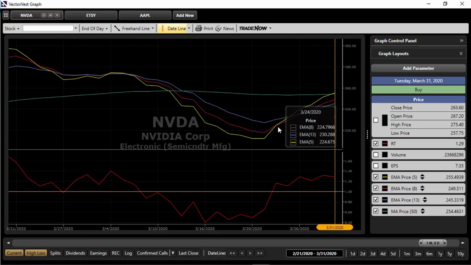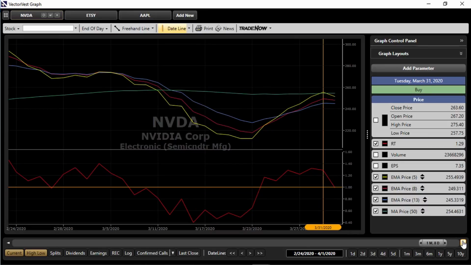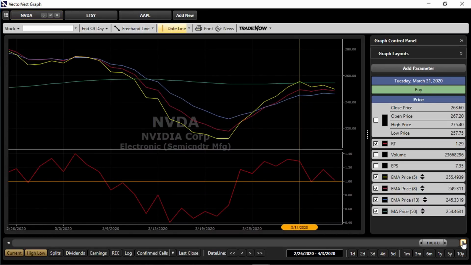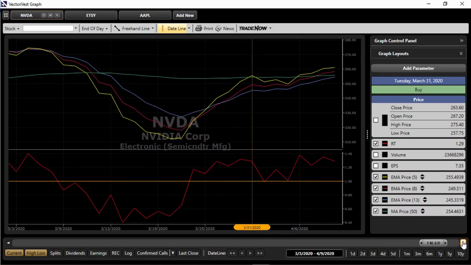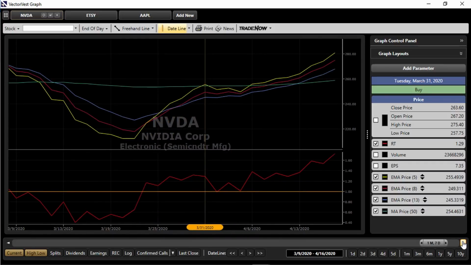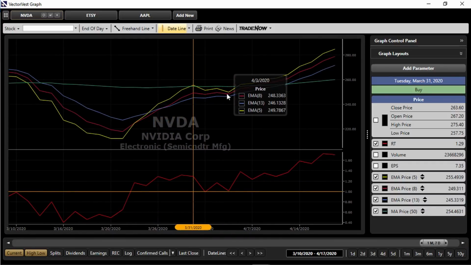Remember when we exit? We exit when the 5-day EMA crosses below both the 8 and the 13. So I'm going to move forward day by day. Oh, we got a little bit of a pullback there. The 5's converging towards the 8 and the 13, but now we're getting that separation again, and we're staying in the trade. We didn't get a signal. Now, we got an early warning sign. The 5 never crossed below the 8. It did converge towards it, but you never really got a signal to exit the trade because the 5, again, didn't cross either the 8 or the 13, and now we're off and running.